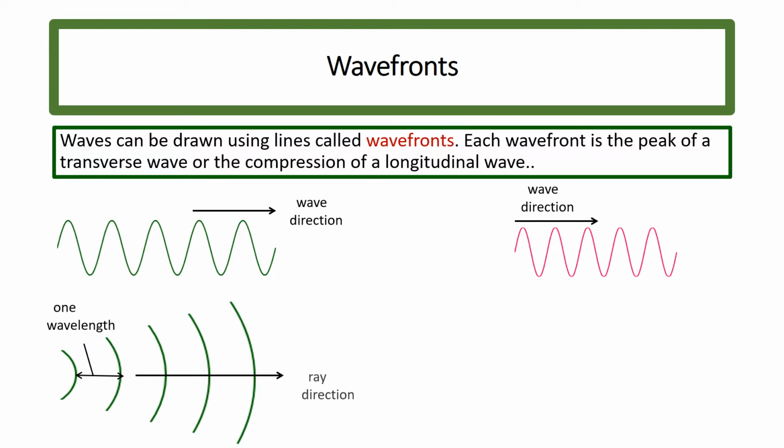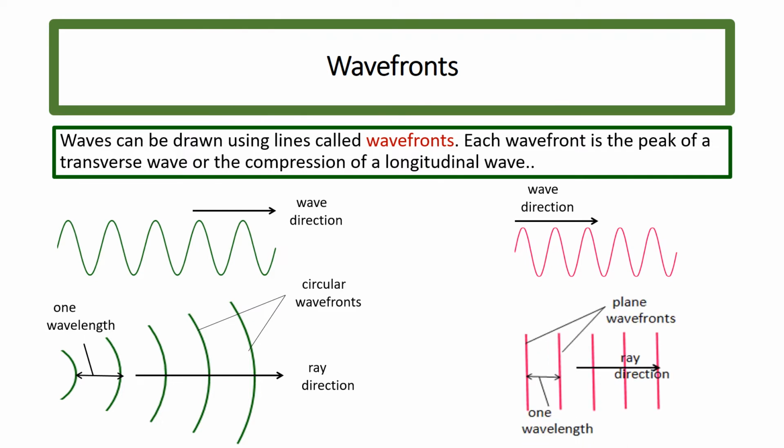It still gives me my wave direction, but we talk about it being a ray direction. We talk about these being circular wave fronts. Now, when we've got a wave direction and it's not circular, we talk about them being plane, and that's plane as in aeroplane, not plain as in plain paper. Again, the difference between the wave front lines is equal to 1 wavelength, and it gives me my ray direction, my movement.